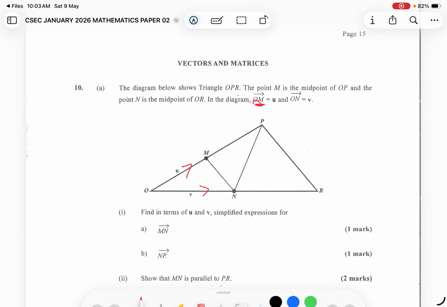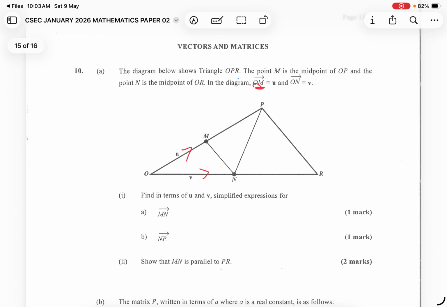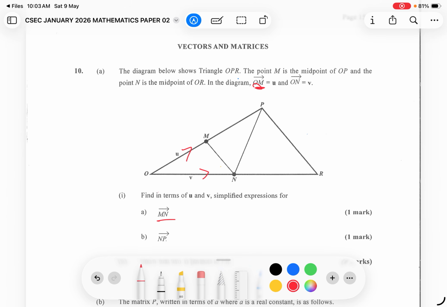So we continue. What did they ask us to do? They say find, in terms of U and V, simplified expressions for the following. M to N. Start there. How do I get from M to N? So here is M, here is N. How do I get there using the vectors U and V? Now, we can't just go from M to N on this line because there's no description there in terms of U and V. But I can travel around. I'm going to take a connecting route. I can go from M to O and then from O to N.